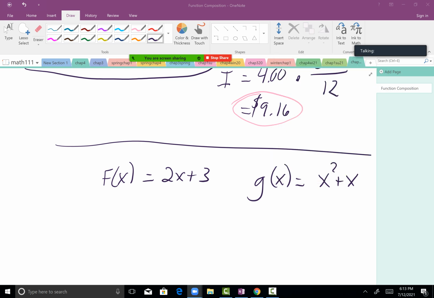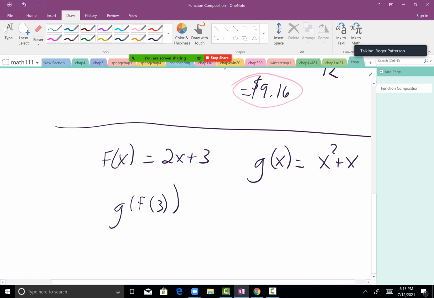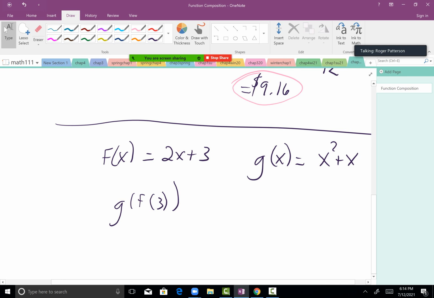Okay. All right. And we want to take, let's go like this, g of f of 3. Now, I like to write them like this. But your text, and I'm going to double check it here, likes to write it in a different way.